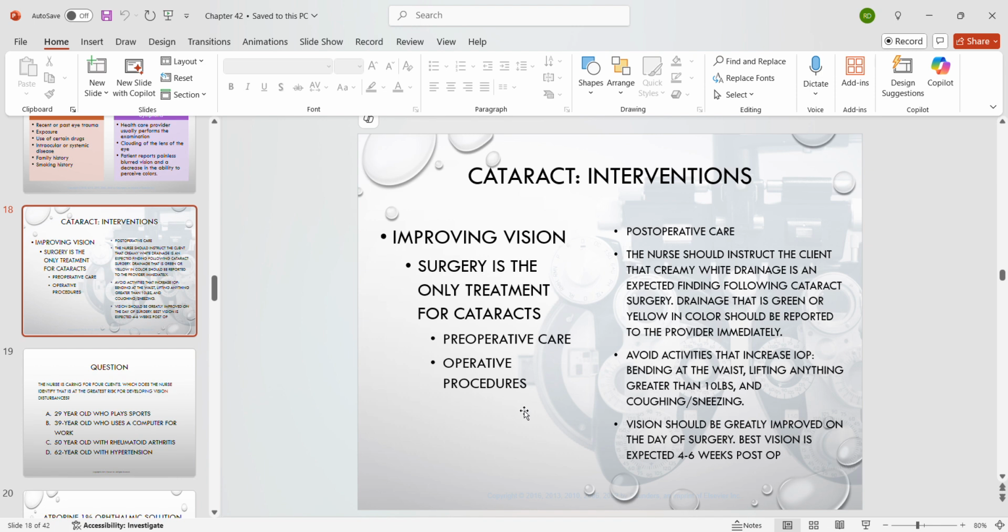And they need to report signs of infection like yellow-green drainage, floaters, flashes of light, lid swelling, bleeding, increase in tearing, photophobia, and teach them to manage the swelling. Use cool compresses and no aspirin because of the risk for bleeding.